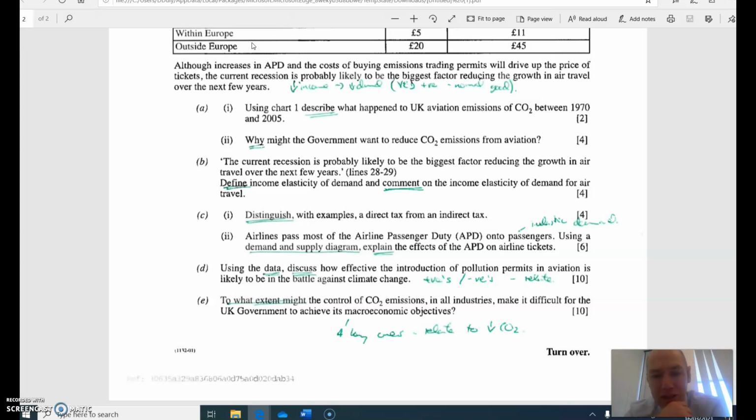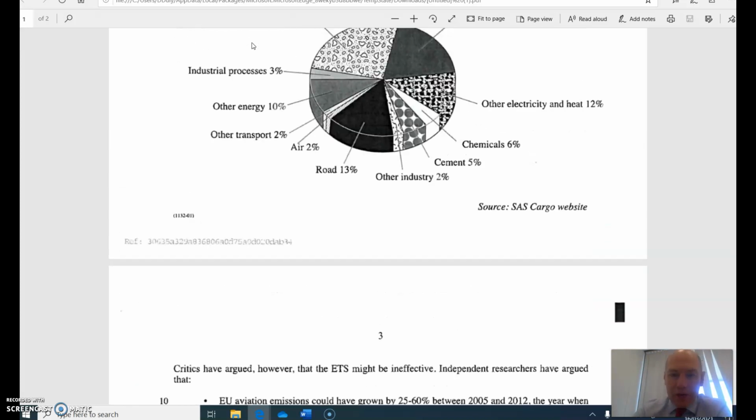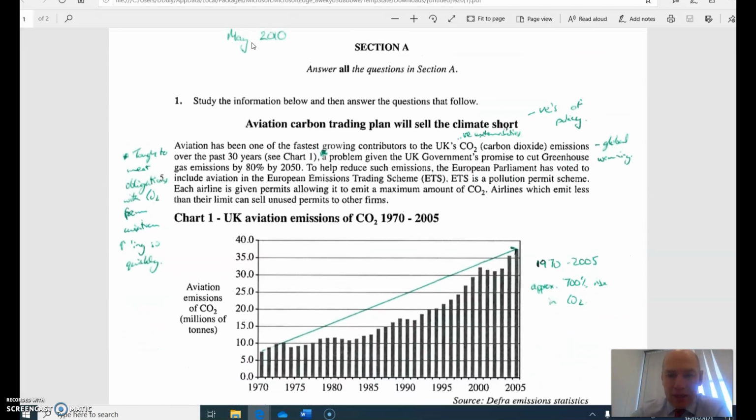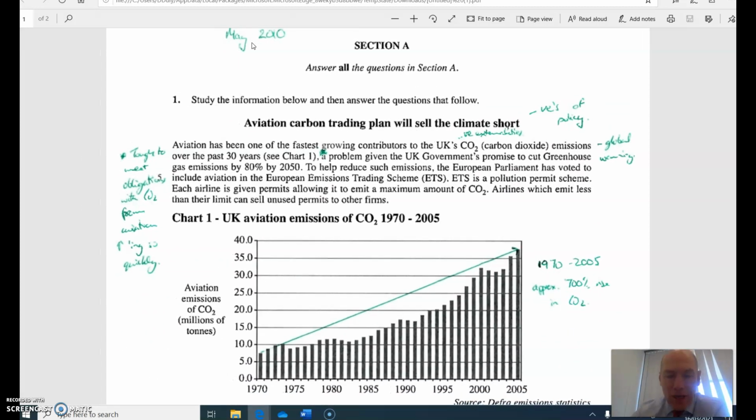And then E, to what extent might the control of CO2 emissions in all industries make it difficult for the UK government to achieve its macroeconomic objectives, and think of the 4 key ones. Okay, so just in terms of this, let me go through my thoughts on this. Big heading, aviation carbon trading plan will sell the climate short. That basically means there are going to be negatives to the policy.